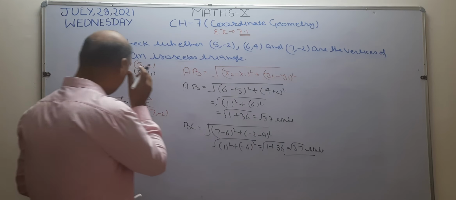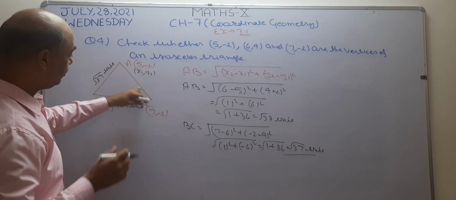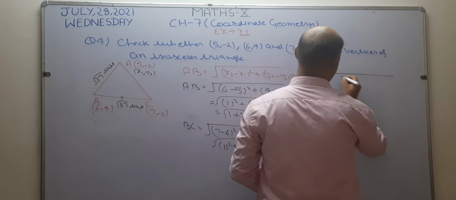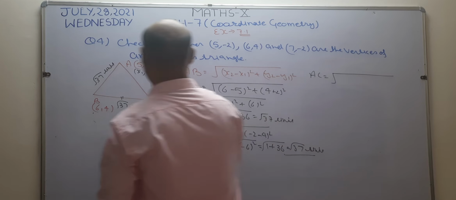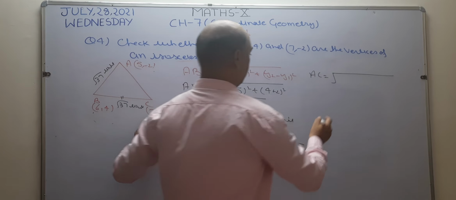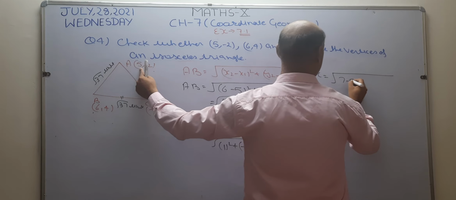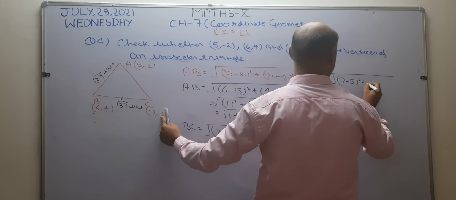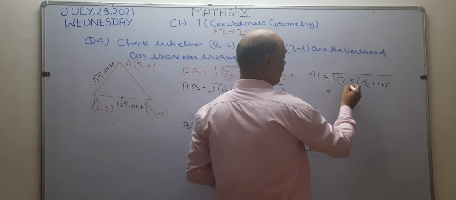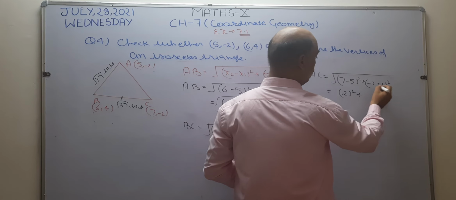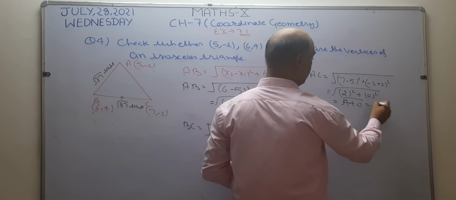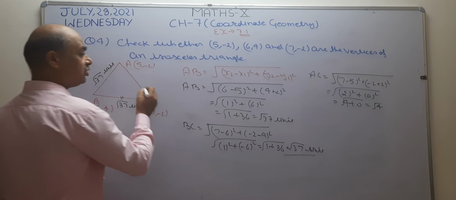Now I want to find the value of AC. What is the distance between these two points, A and C? Again using the distance formula, x2 becomes 7 minus x1 and its square, plus y2 minus y1, again minus minus becomes plus. Now see, 7 minus 5 is 2, and minus 2 plus 2 is 0. The square of 2 is 4, the square of 0 is 0, so this becomes root 4. Now the length of AC becomes root 4.